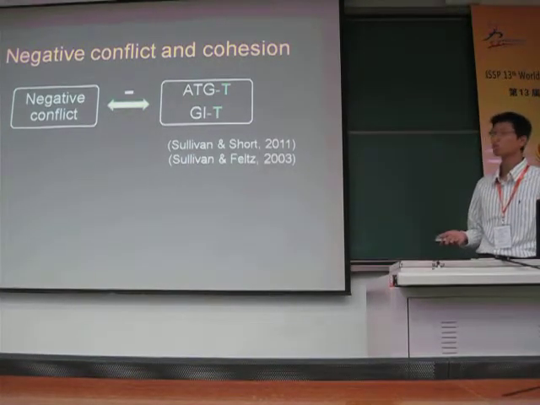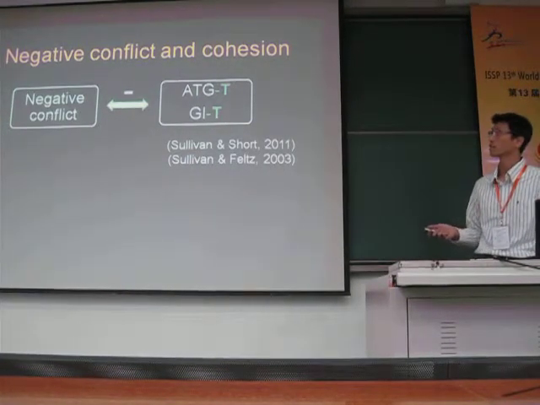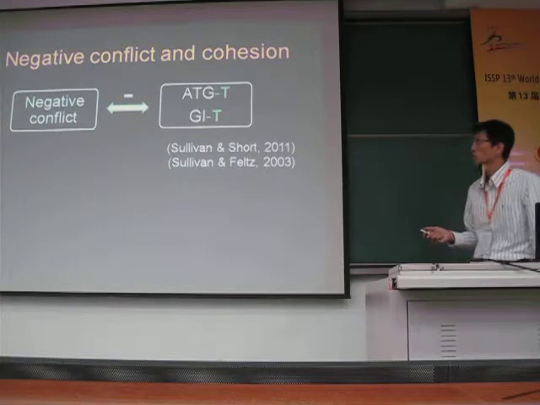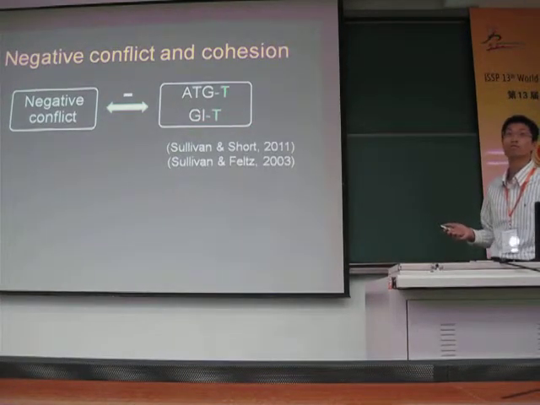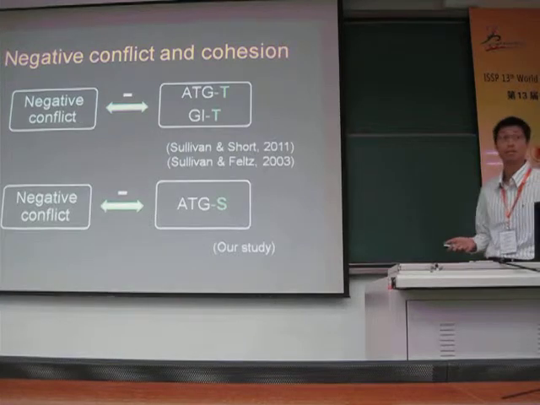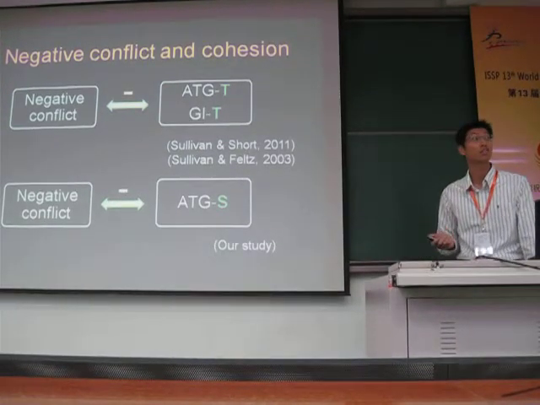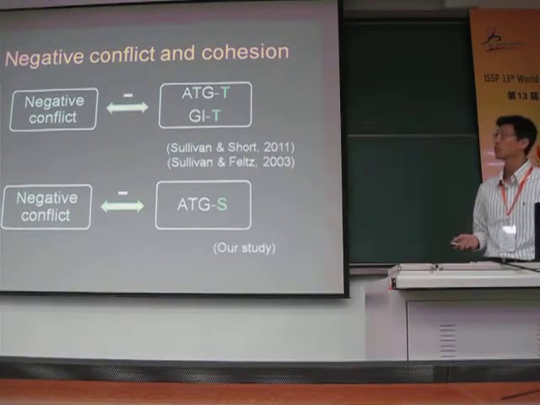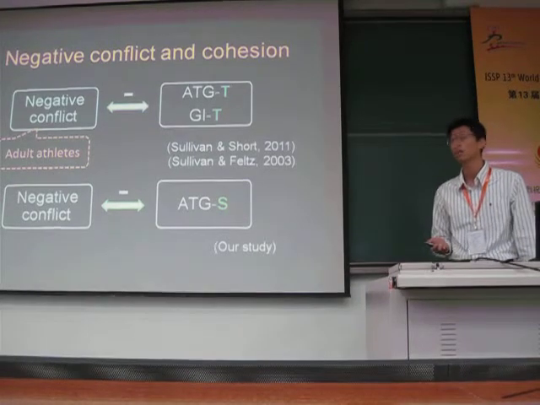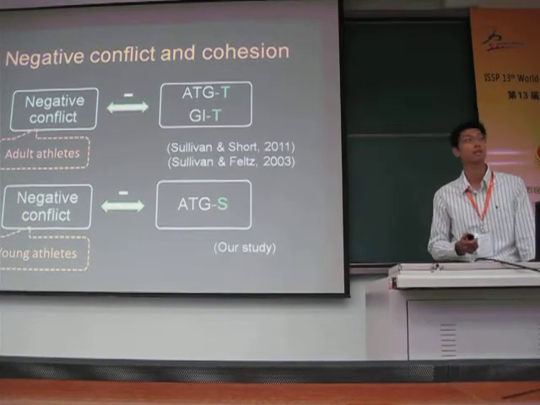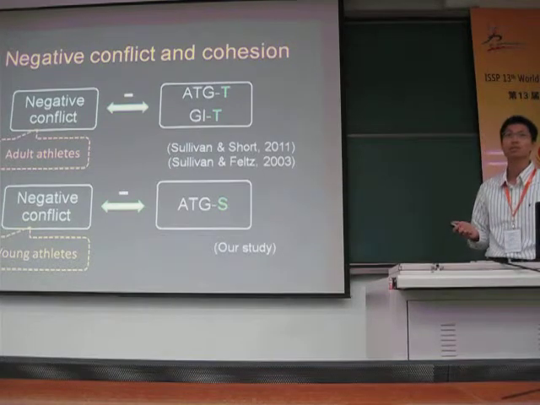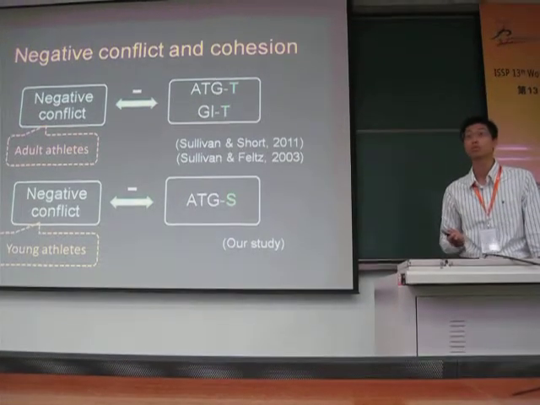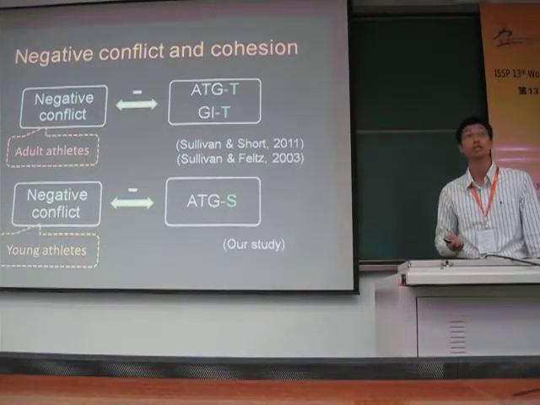First, Sullivan and colleagues consistently found that negative conflict behavior has negative correlation to only task dimensions of team cohesion. However, we found that negative conflict behaviors has negative correlation to only social dimension of team cohesion. Their samples are adult athletes. Our samples are much younger. We suppose that maybe negative conflict behaviors have different effect on team cohesion for sport teams composed of athletes with different age.